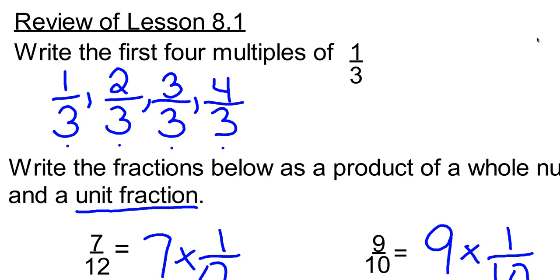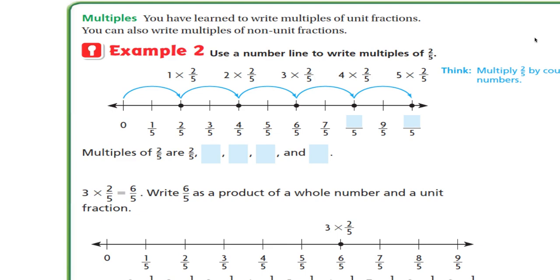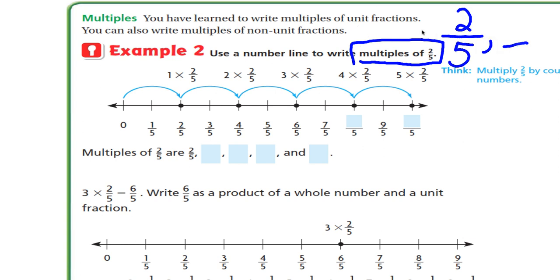So how is that going to help us today? We're going to look at multiples today, but the multiples are not going to be of unit fractions, okay? They're going to be multiples of fractions. So if we look at this example, we have multiples of 2/5. That means we're going to skip count by 2/5 at a time. Every time we go to the next fraction in the list, we have to add another 2/5.